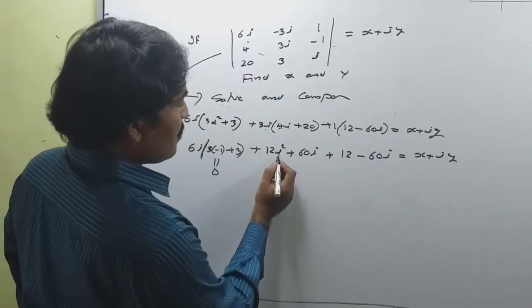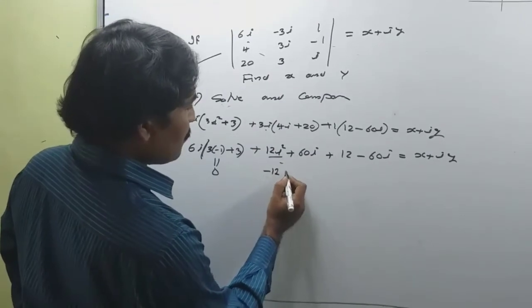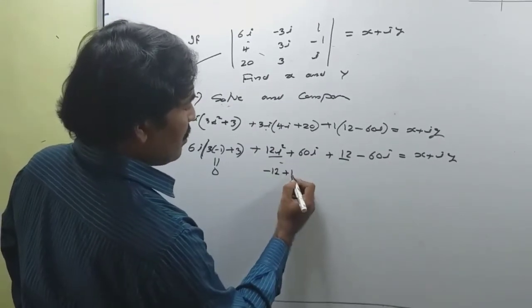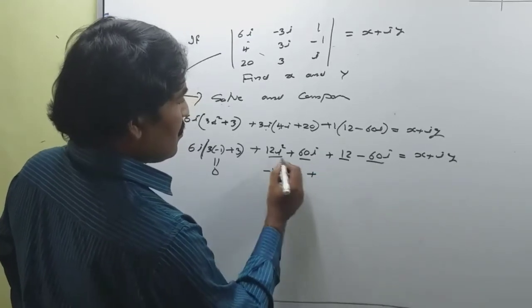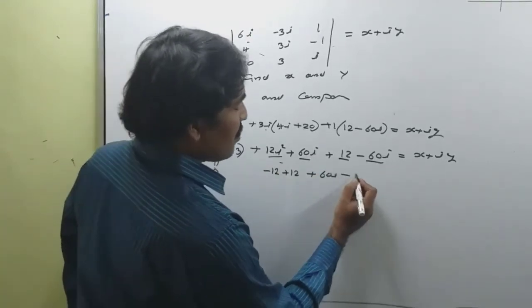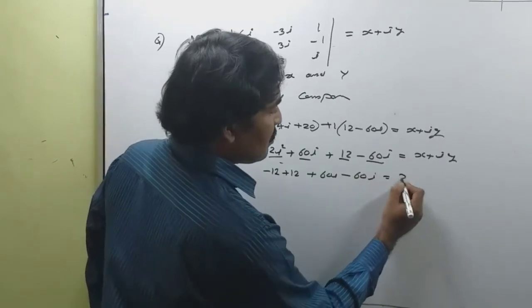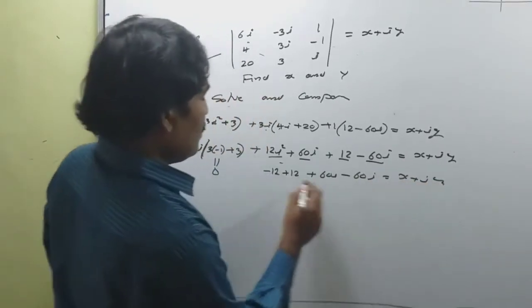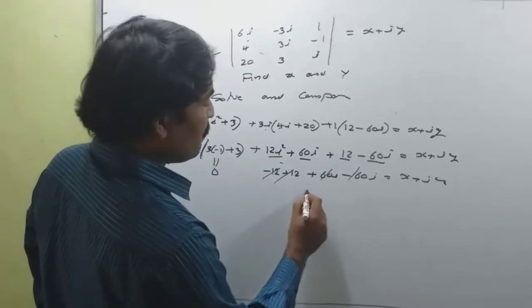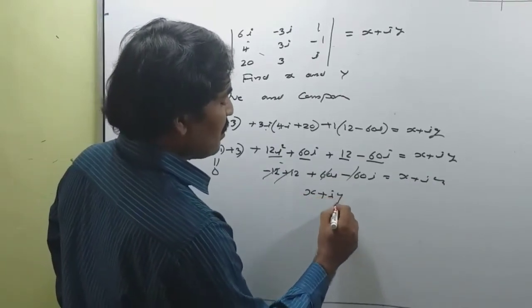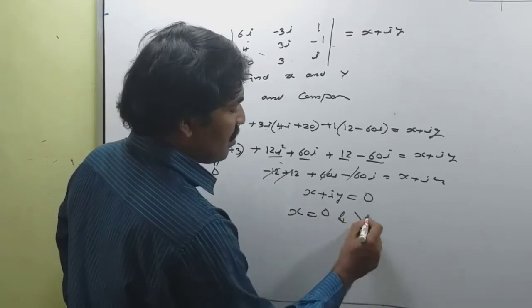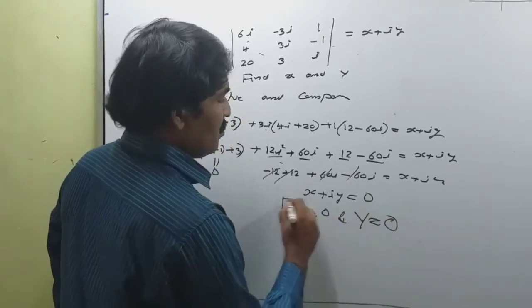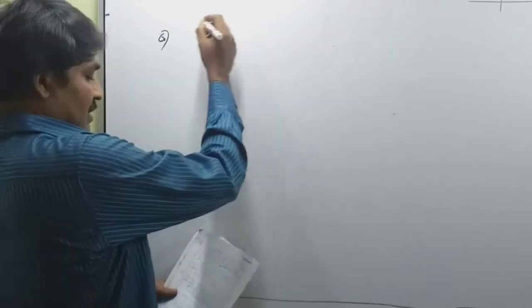i square is minus 1. That is minus 12 plus 12 plus 60 minus 60, plus 60i minus 60i is equal to x plus iy. This is cancelled. This is cancelled. So x plus iy is equal to 0. This implies x is equal to 0 and y is equal to 0. This is the solution.